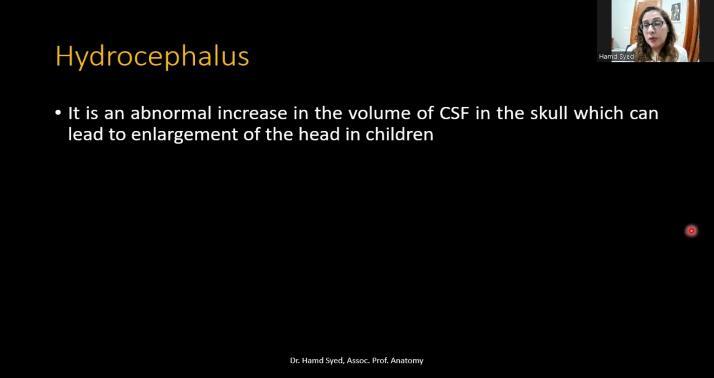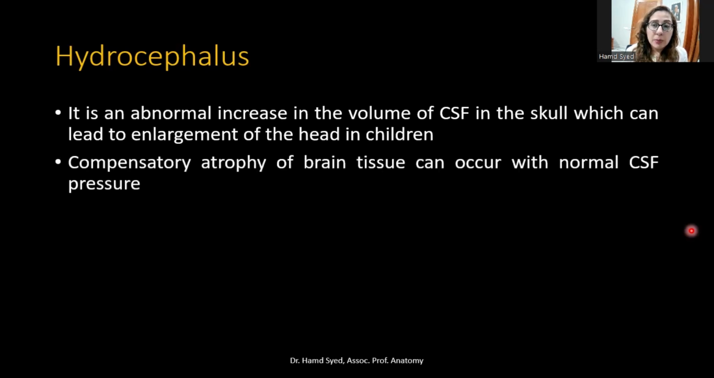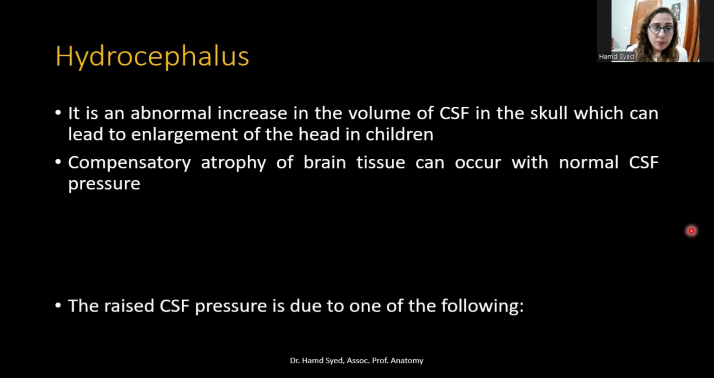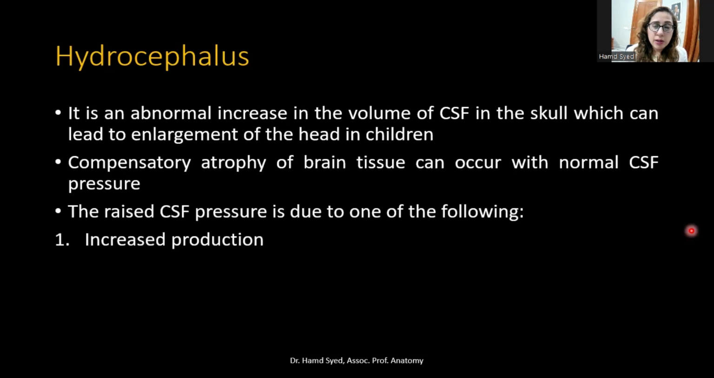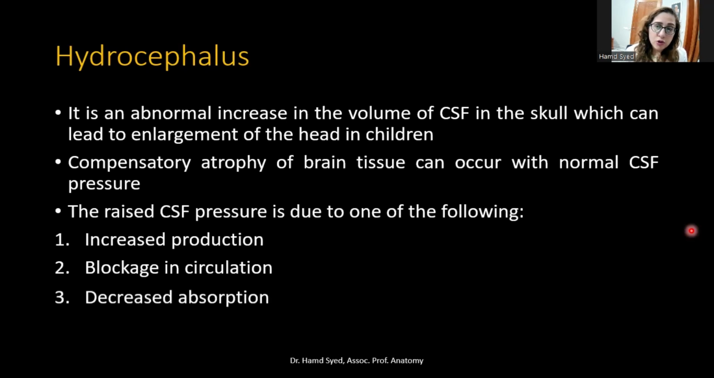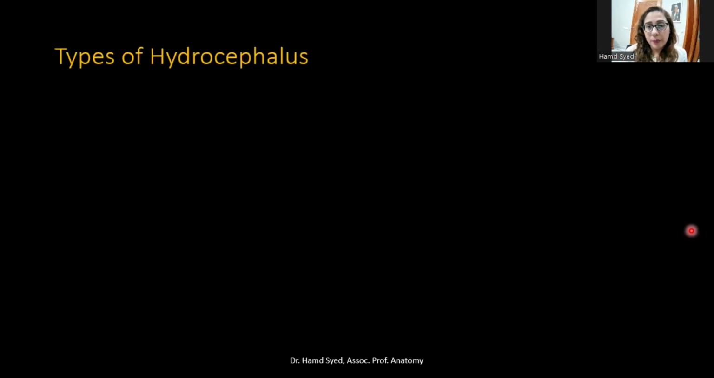There is therefore an expansion of the head in that age group, that is known as hydrocephalus, if the CSF pressure is raised. Although compensatory atrophy of brain tissue can also occur with the normal CSF pressure. So the raised CSF pressure can be due to increased production or some blockage in the circulation or decreased absorption. Now, we can classify hydrocephalus in typically these two types.